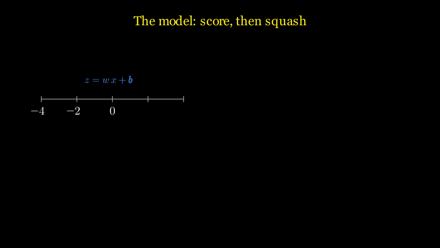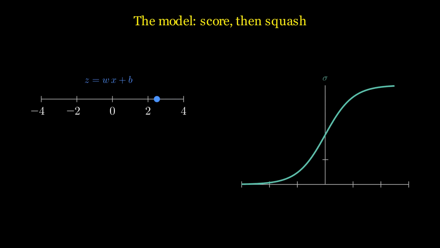Now we can build the model, and it's just 2 steps. Step 1. Take the same linear score we know from regression, w times x plus b, call it z. This can be any real number. Step 2. Push that score through the sigmoid. Out comes p, a probability. And be precise about what p means. It's the model's estimate of the probability that the label is 1, given the features x. So logistic regression is nothing more than a linear score, squashed into a probability.